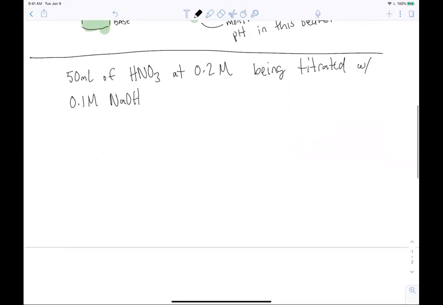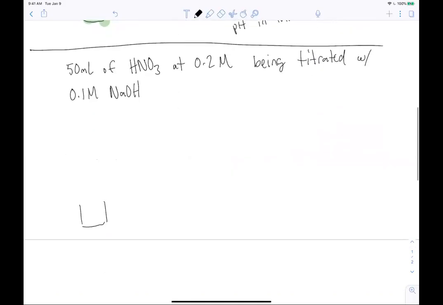So the 50 milliliters, the way that this is going to look, it's more or less the same as the setup up top, only now inside of our burette we have the base.